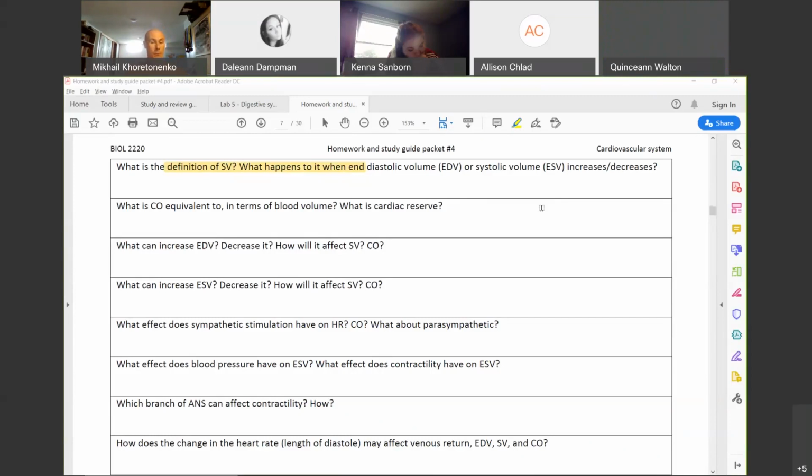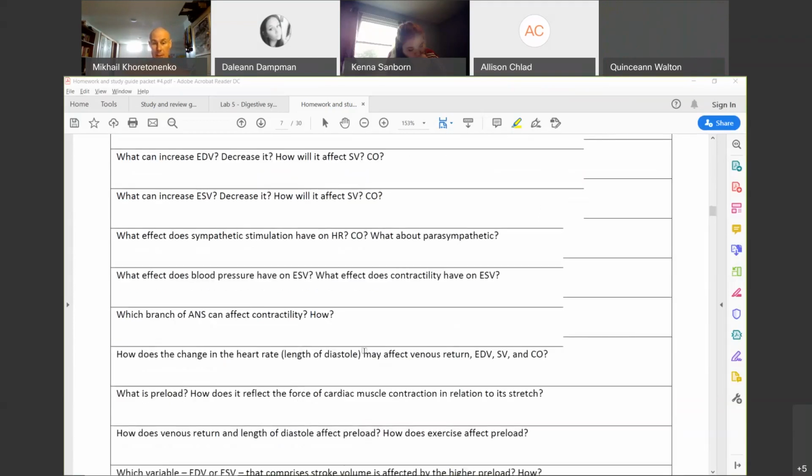So blood pressure, if it's elevated, then ventricles have a hard time pumping blood out, which means that end systolic volume will go up. In case of increased contractility, the heart squeezes the blood harder, squeezes out more, so less is left in the heart, so ESV will go down. Only the sympathetic system can affect contractility, it can increase it.